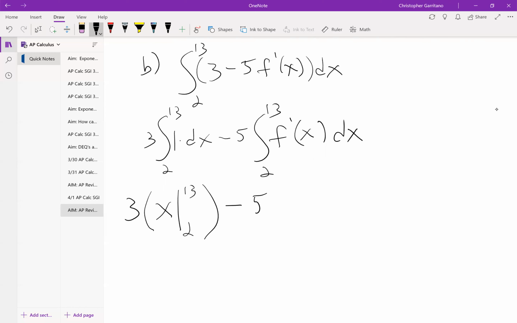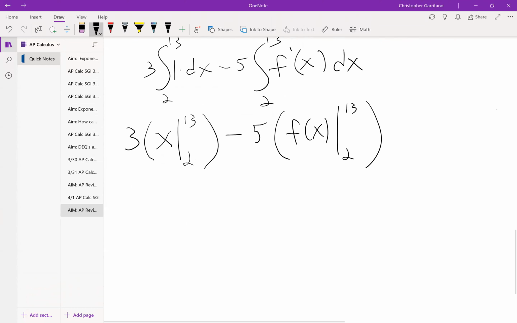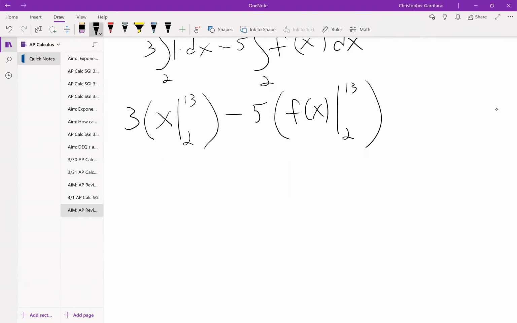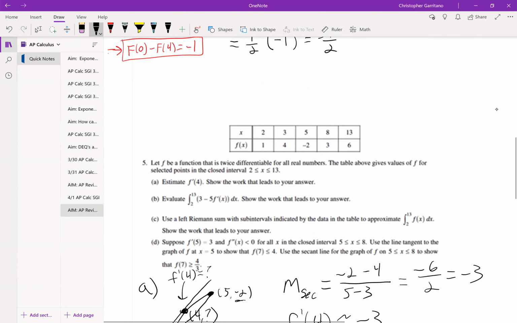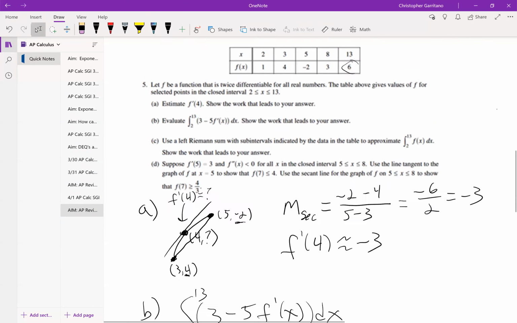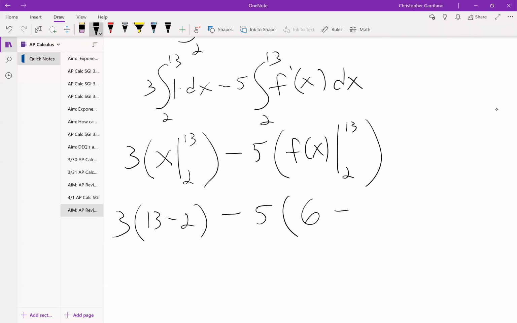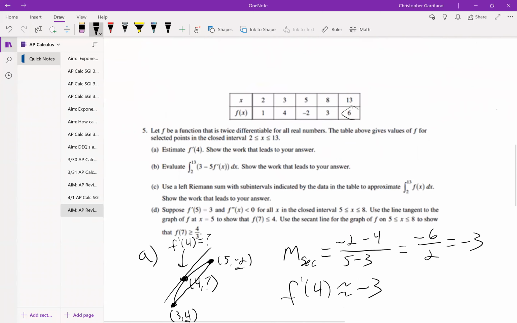All right, over to here, minus 5. Well, what is the antiderivative of f prime? Well, the antiderivative of f prime is just f. And of course, I'm going to evaluate that from 2 to 13. Okay, now we just sort of evaluate. So I have 3 times (13 minus 2) minus 5 times, so I need f of 13. Well, luckily the table gives us that information. 6 minus f of 2, which is 1.